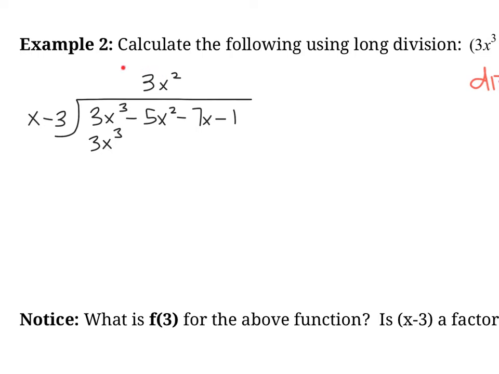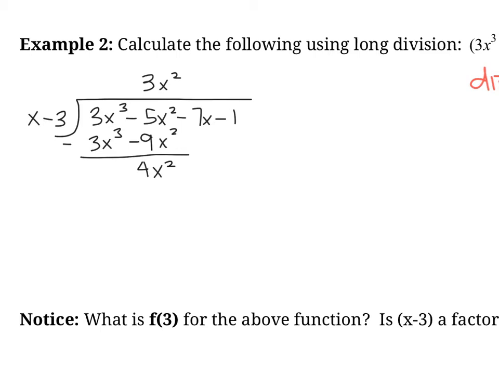But now I've also got to multiply it by the negative 3. So 3x squared times negative 3, that's going to make negative 9x squared. And then we're going to subtract like we did above. So next we have 3x to the power of 3 minus 3x to the power of 3. That's going to make 0, so we don't have anything left over here. Then we have negative 5x squared minus negative 9x squared. That's going to be positive 4x squared.